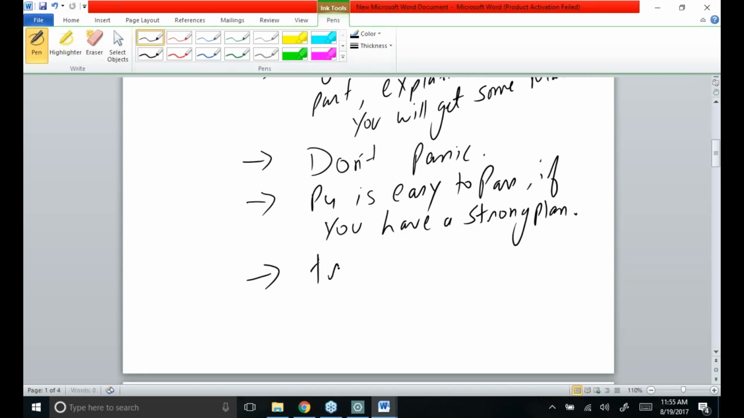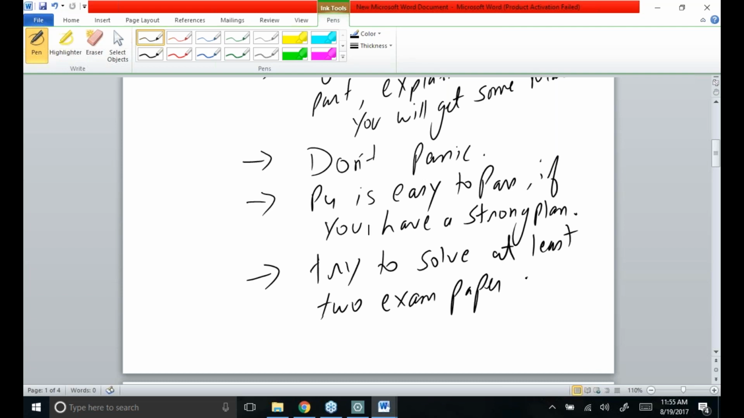try to solve at least 2 exam papers under time constraint, and time constraint means 3 hours.